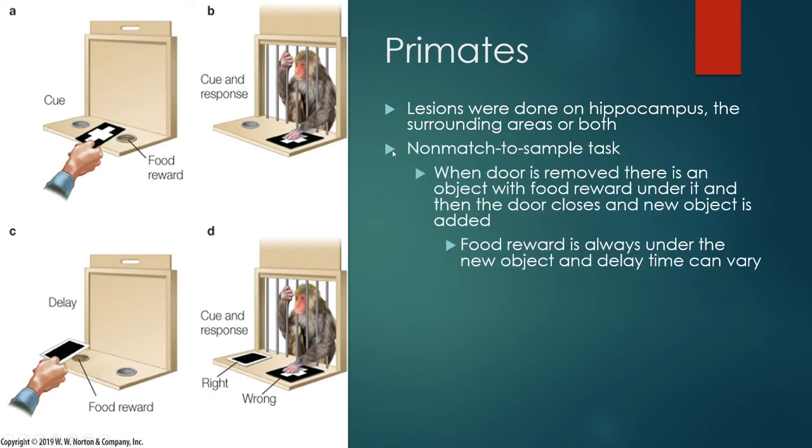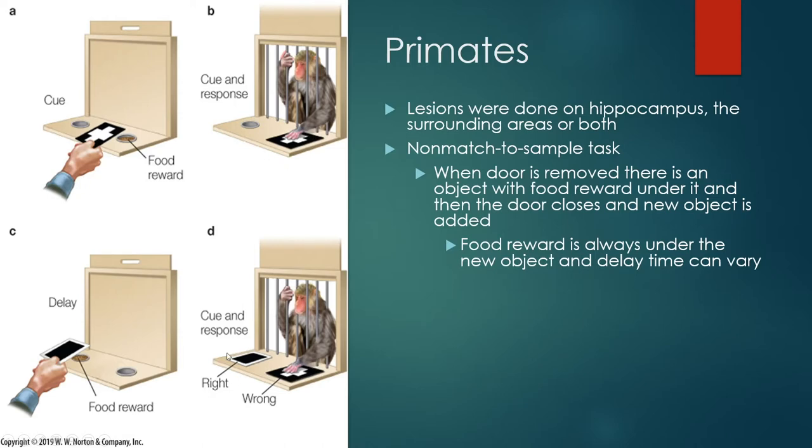And they did this non-matched to sample task. So you'd have the food underneath this cross on the first trial. There's only one thing, so it's really easy for the monkey to know that it's underneath that one. But on the next trial, the food is under whatever shape is different from what it was under before. So if it was under the cross the first time, then it's going to be under this other one the second time.